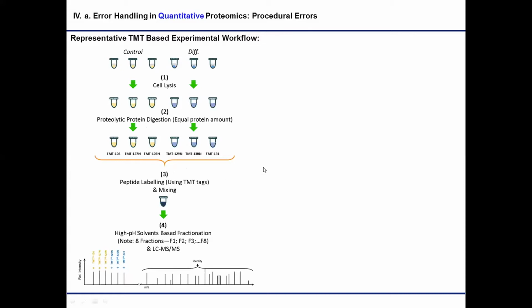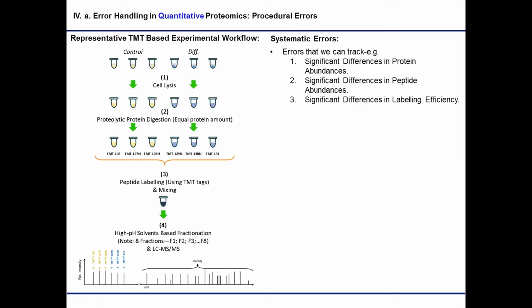So as you could see, there are many places where you can have systematic errors, and sometimes they are unavoidable. For instance, if you start lysing the same amount of cells, there will be differences in total protein amounts that you get from one sample to the other. There also can be significant differences in peptide abundances after doing the digestion and the cleanup of the samples. And there can be differences in labeling efficiency.